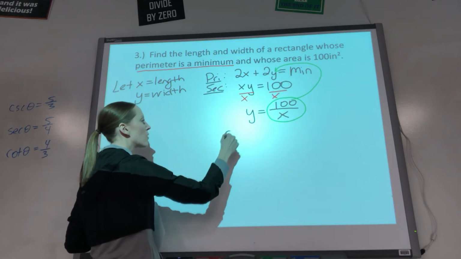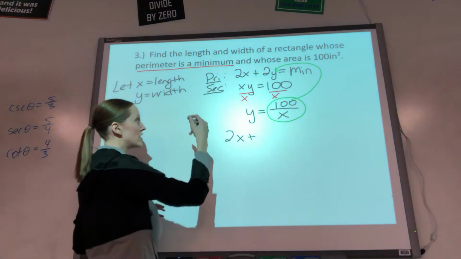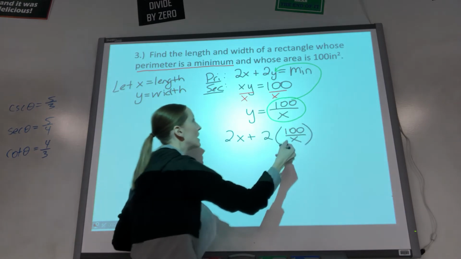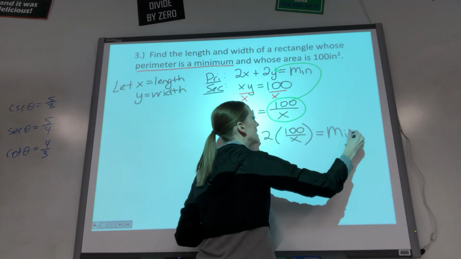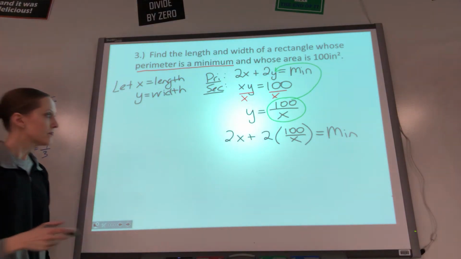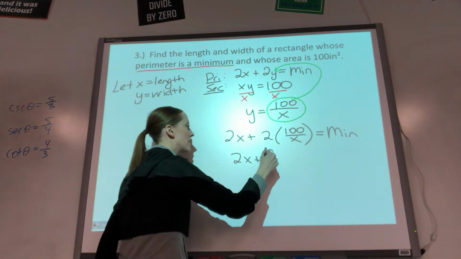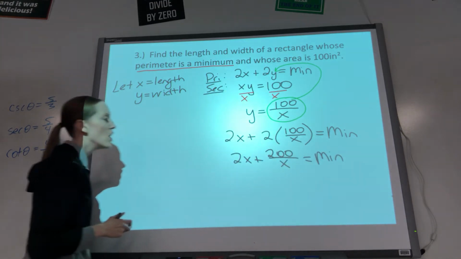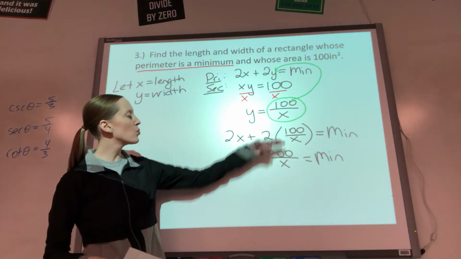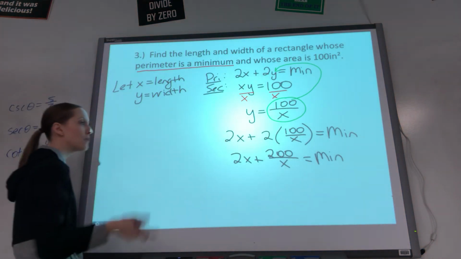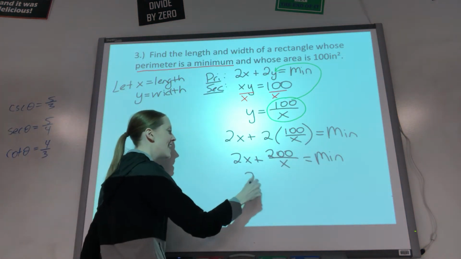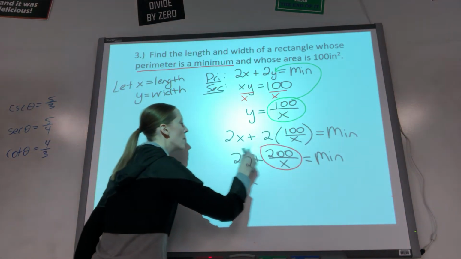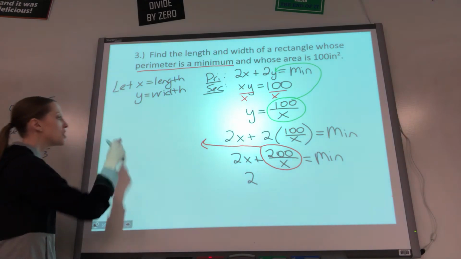Okay, plugging that in for y, now it says 2x plus 2 times 100 over x equals a min. And this is actually very similar to how we had to solve the last one. When you take 2 times 100 over x, that's just going to be 200 over x. Derivative of 2x is 2. That's not too bad. But here we go again.